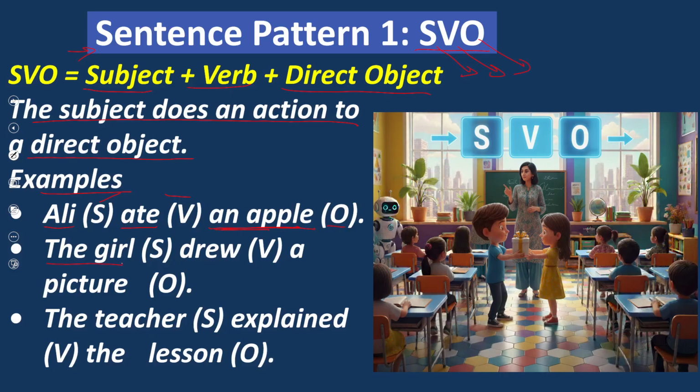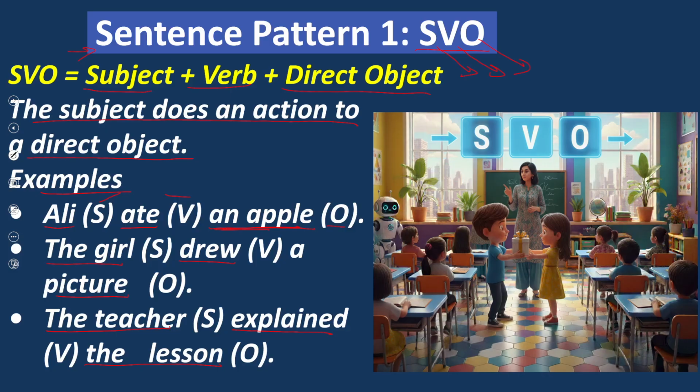The girl drew a picture. Who drew a picture? The girl. The teacher explained the lesson. Who explained the lesson? The teacher. So, what did the teacher explain? The lesson. It means that the direct action is transferred onto the lesson. That's why it is called the direct object.